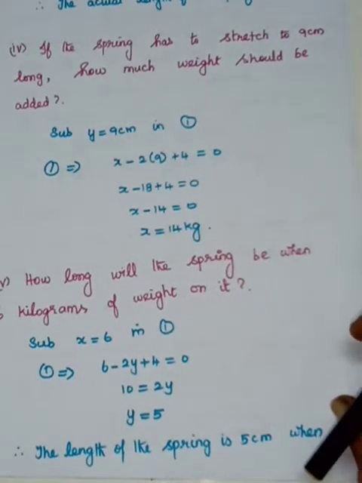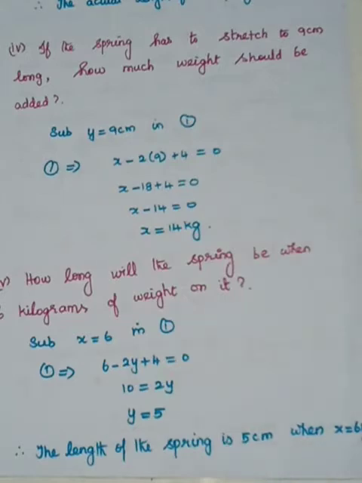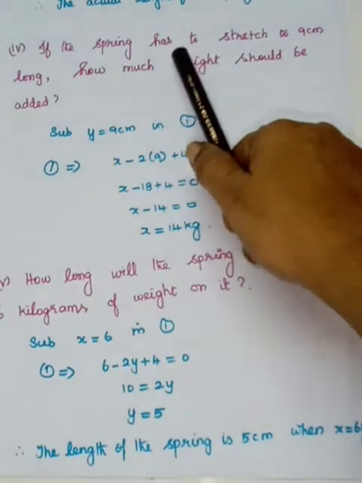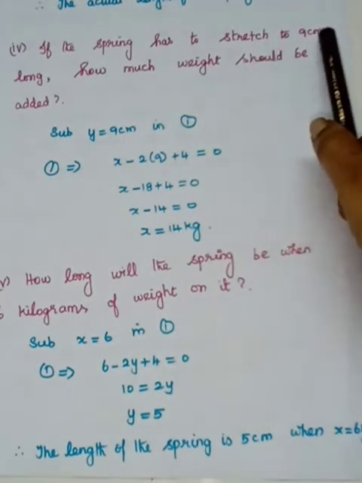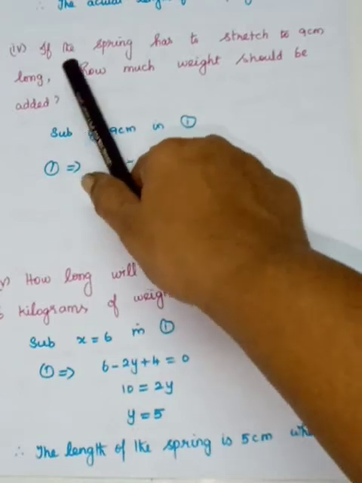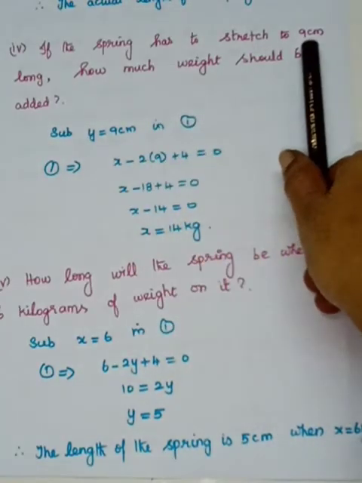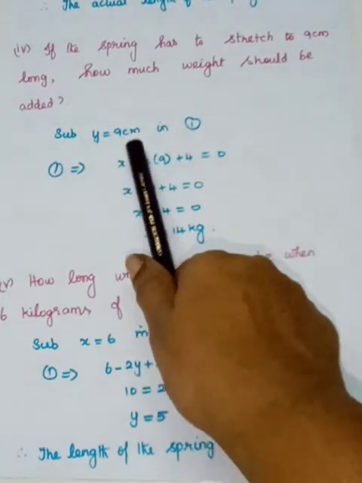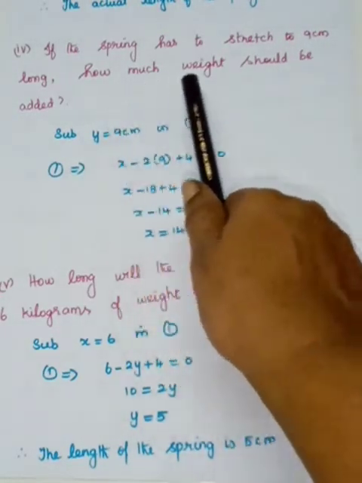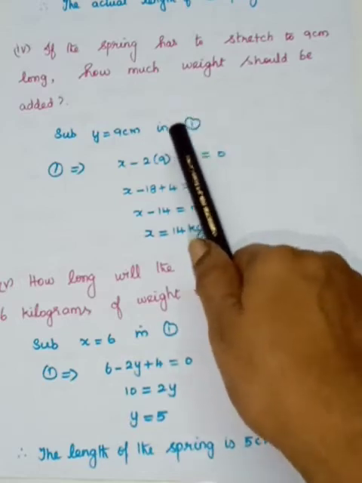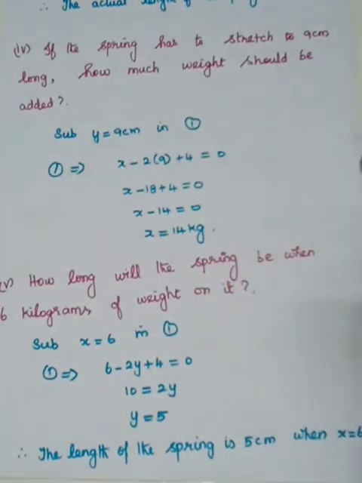be added? So you have to keep in your mind weight as x and the length as y. If the spring has to stretch to 9 centimeter long, so the length of the spring is 9 centimeter. Length of the spring, we will take it as y. So when y is equal to 9 centimeter, how much weight? Weight is taken as x. So what is asked? X is asked. So you go to the equation.